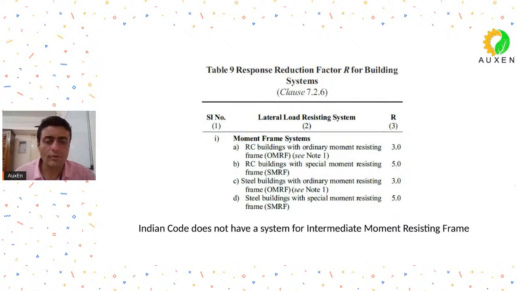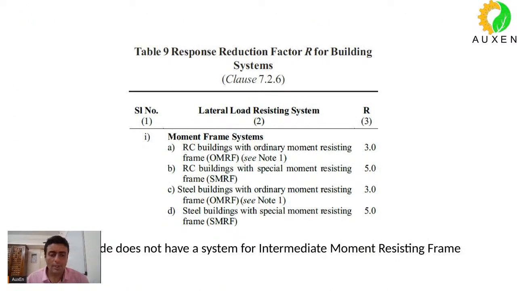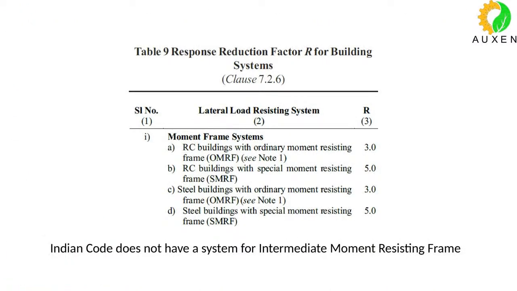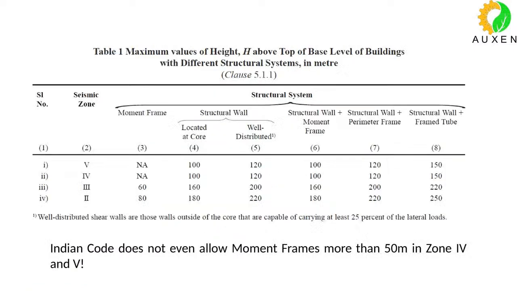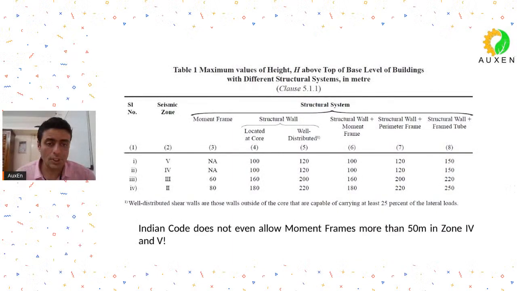I'll go to that, but before that, if you see, there is no concept of intermediate moment resisting frame systems. You just have the ordinary and the special. You don't have a system with IMRF. All right. Then, even more interestingly, I have taken this screenshot from IS 16700. If you notice the moment frame, it is allowing you to use a moment frame system in zone 2.